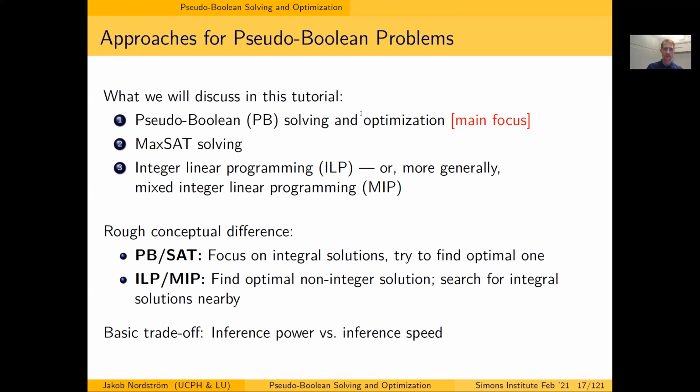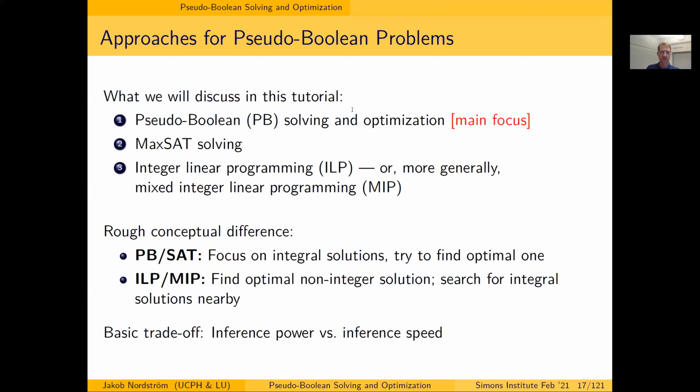Very roughly, one can say that an interesting difference between these approaches is that for SAT solving and pseudo-Boolean solving, you are always doing Boolean reasoning, and you're focusing on finding integral solutions, so 0-1 solutions, and trying to zoom in on the optimal one. In some sense, integer linear programming or mixed integer linear programming tends to operate from the other direction. You relax the problem and find optimal non-integral solutions. And then from there, you try to search for good integer solutions nearby, as it were.